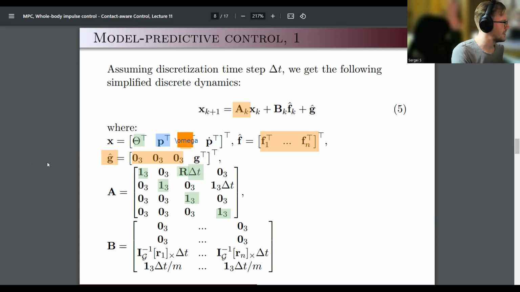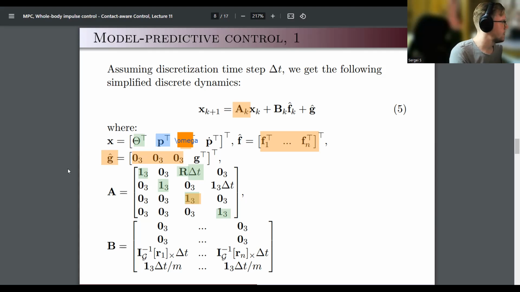What is the next omega? Well, the next omega is the current omega. We say that the omega does not depend on any other coordinate. It's not influenced by position, velocity, or orientation. The same is true for velocity. Velocity is not influenced by anything. That is in terms of state coordinates.